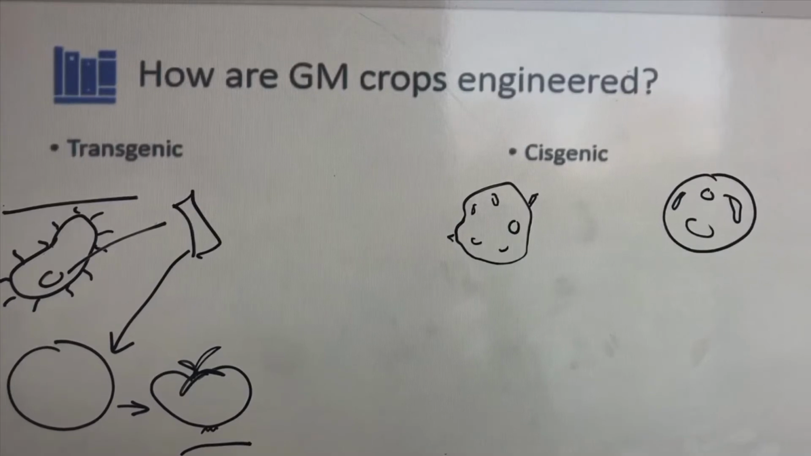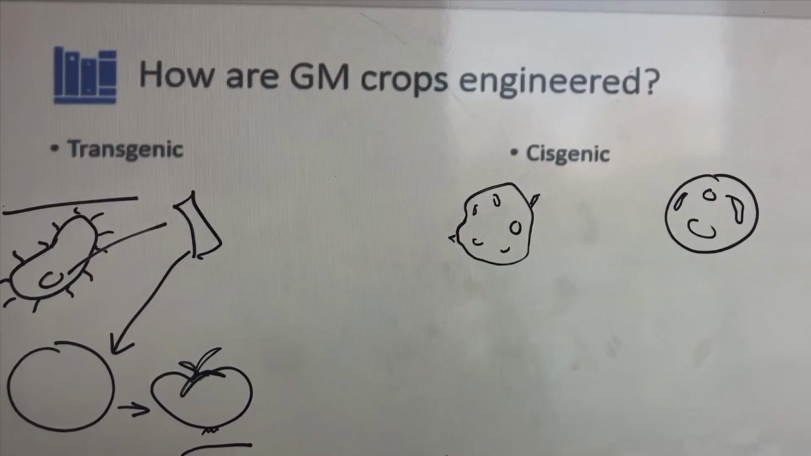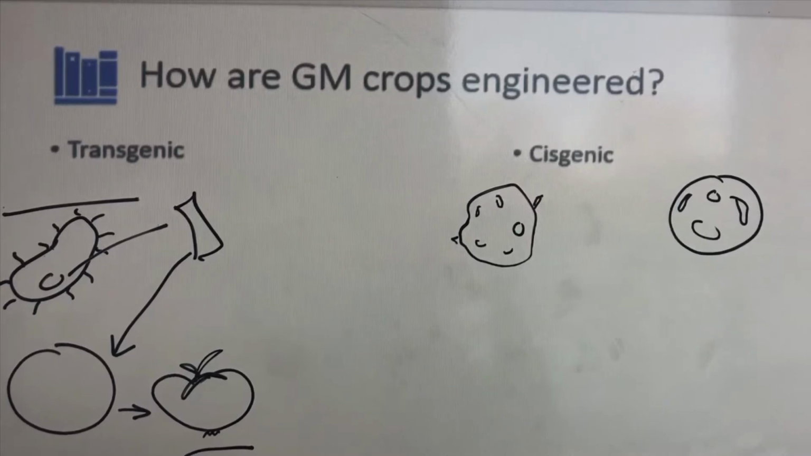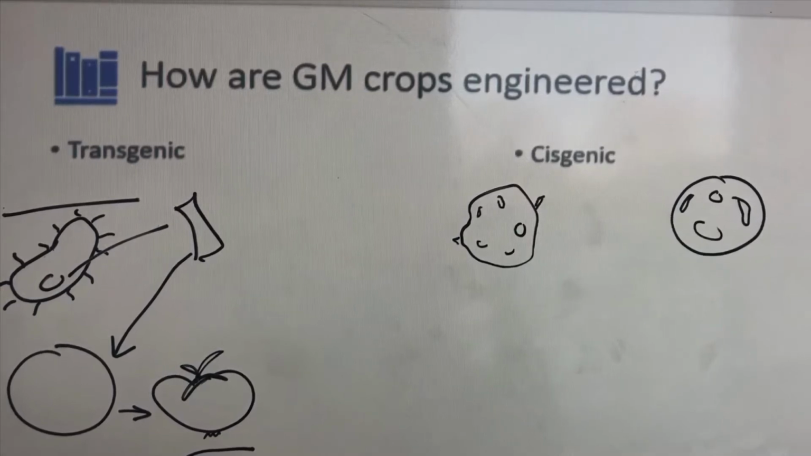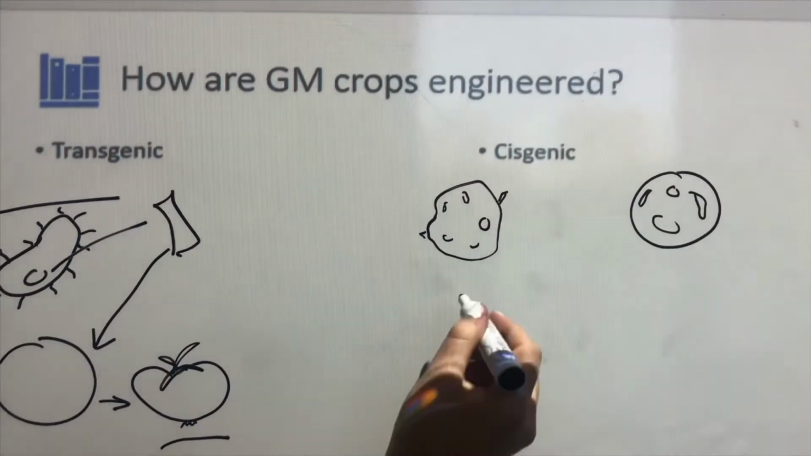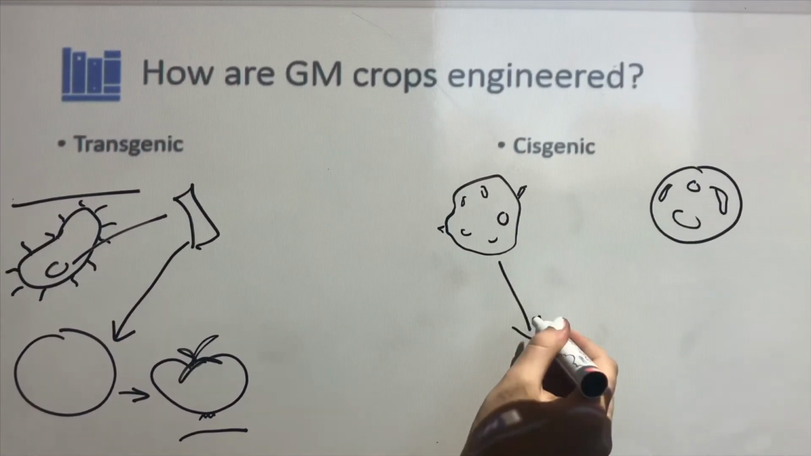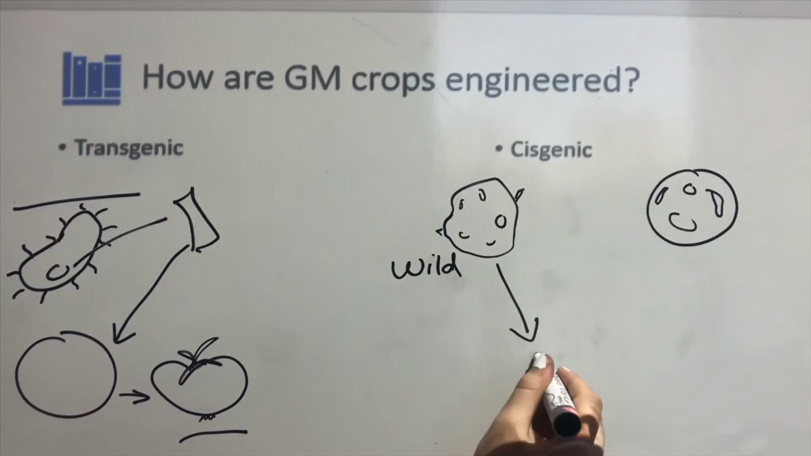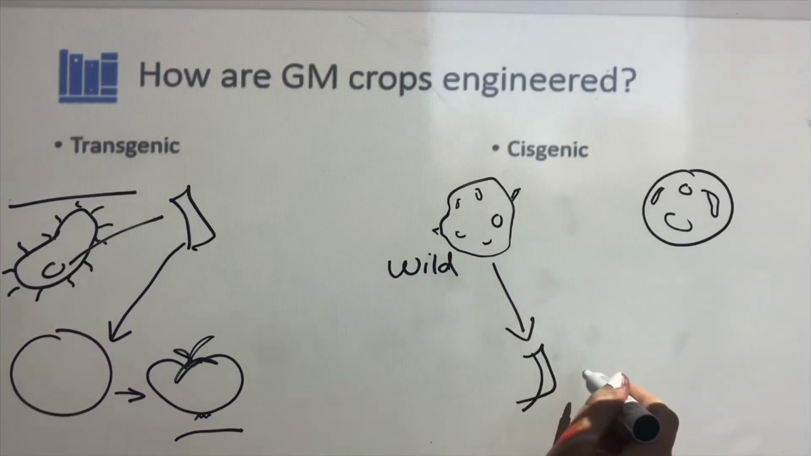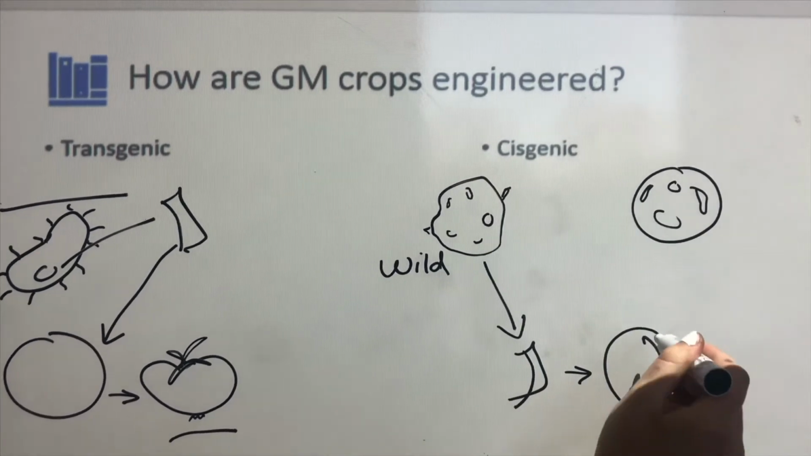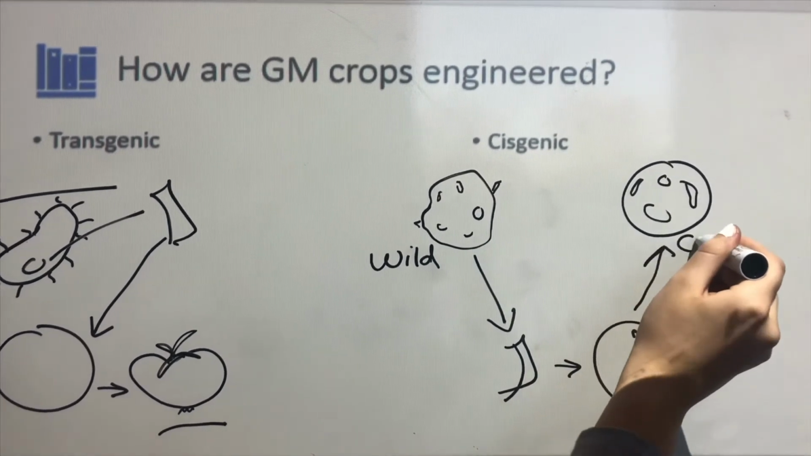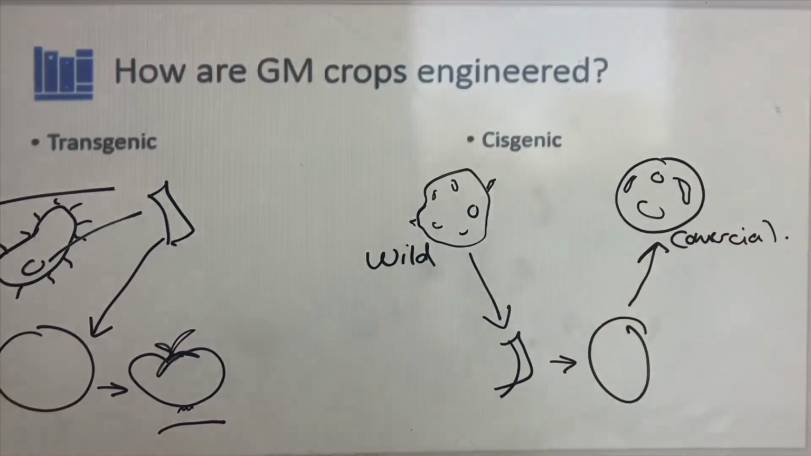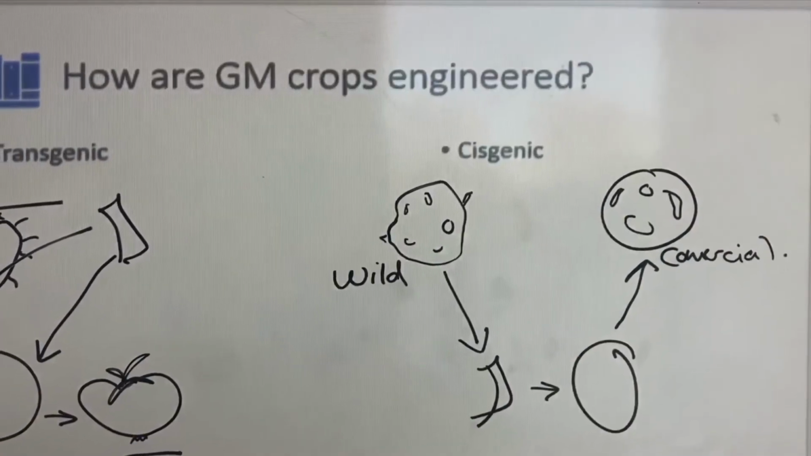Another way to do this is cisgenically, where we take a gene from the same species and insert it into our product. So the wild potato here has resistance to a disease called blight. We're going to take the gene that allows this to happen, insert that into a plasmid as well, and then put that into the commercial potato. So therefore, when growing these potatoes, they are resistant to blight.